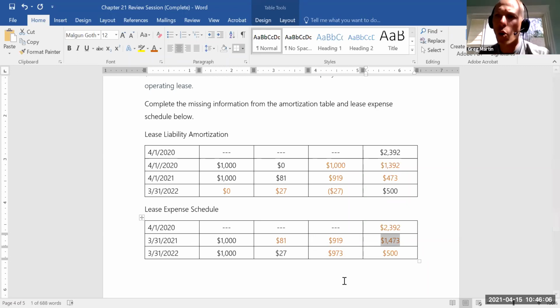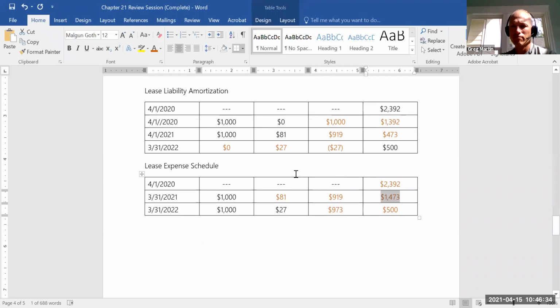Is lease expense always identical to payments? For this class, yes. In practice, no, because you could have lease payments that aren't even. You could have balloon payments and weird things like that. In that case, it'd be different. But for this class, we're always going to keep it simple. Not that this is simple, but relatively speaking.